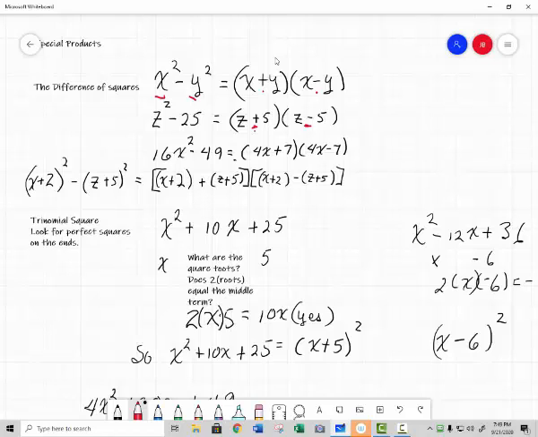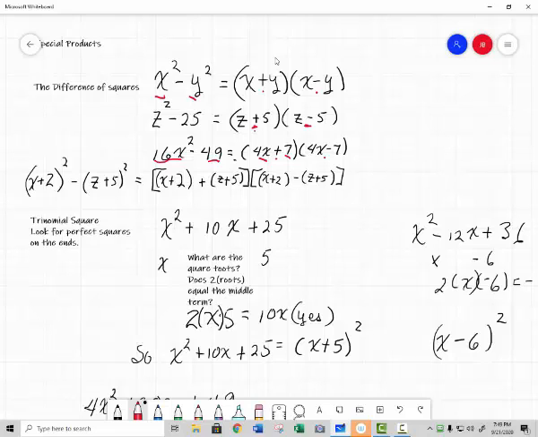16x squared is a perfect square. Its square root is 4x. 49 is a perfect square. Its square root is 7. So it's going to factor into 4x plus 7 times 4x minus 7. That's the difference of two squares.